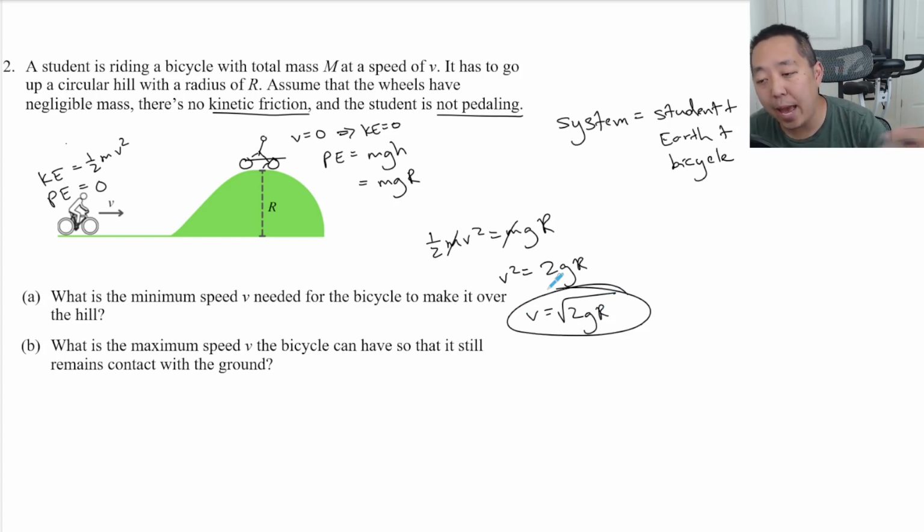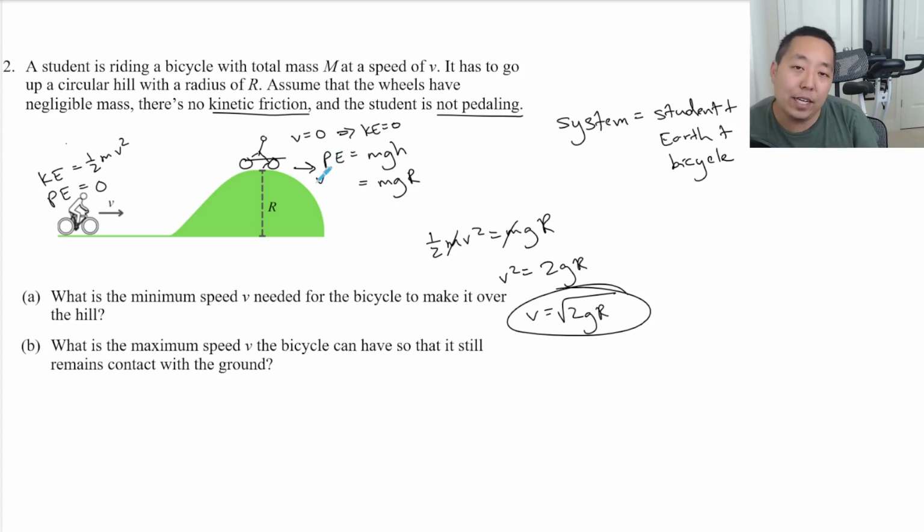B, what is the maximum speed v the bicycle can have so that it still remains in contact with the ground? Now I go faster than the minimum, so I'm going fast. If you go down here, you're going to go faster and have some kinetic energy. So we're going to have only kinetic energy here, and at the top we're going to have kinetic energy and gravitational potential energy.